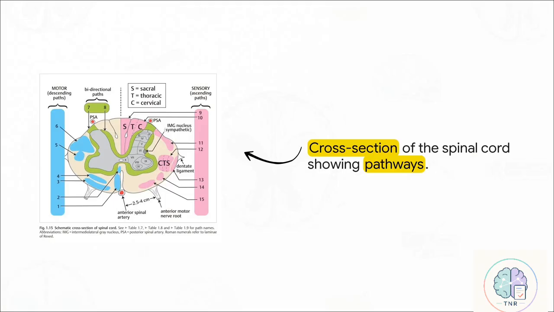Notice how elegantly this maps the chaos. We have the soft blue motor pathways descending on the left side, and the pink sensory pathways ascending on the right, with the gray matter organized right in the center. Now, just keep in mind, this is a clean, schematic view to make learning easier. In reality, ascending and descending tracts coexist on both sides of the cord, but this mental model is absolutely crucial for keeping it all straight.